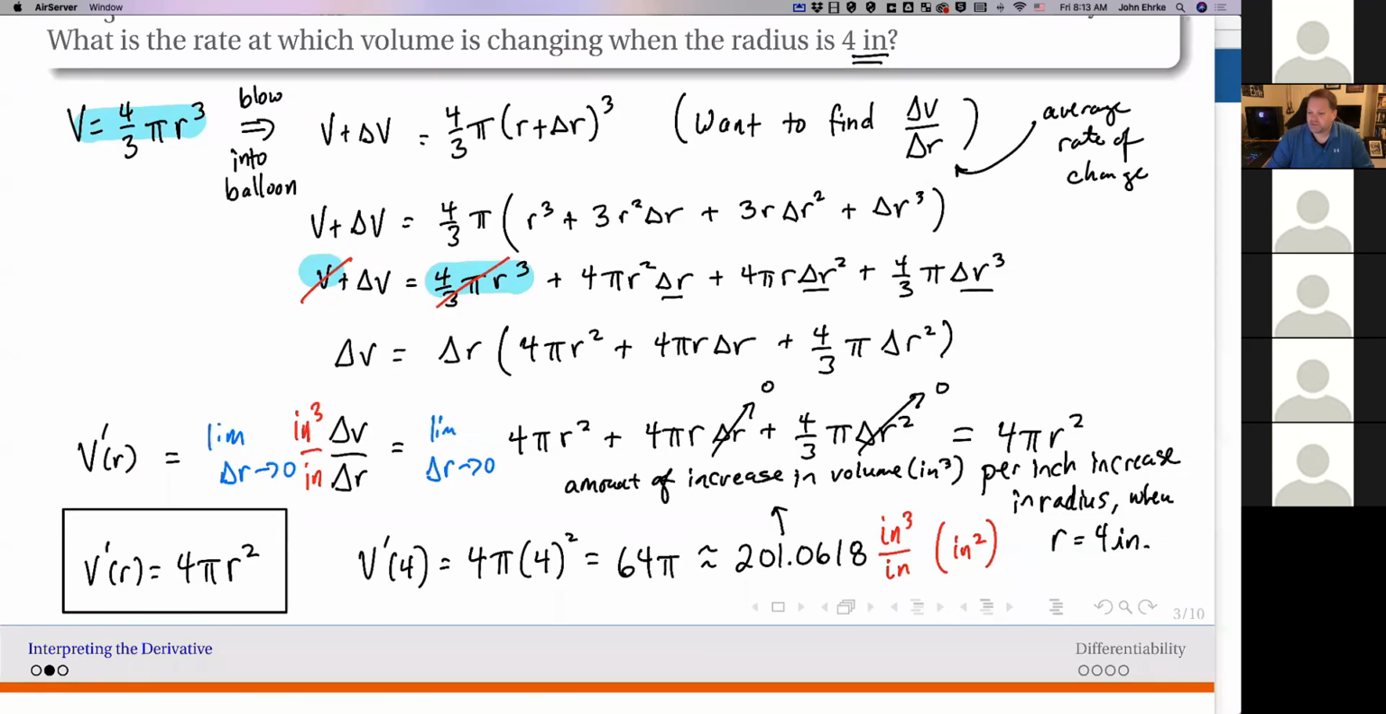Does that make sense? That's the most important part of this example, is the units, talking about what they mean. Does it make sense that this is saying that if you were to add another inch to the radius, going from 4 inches to now 5 inches, you would expect to increase the volume by about 201 inches cubed? Are there any questions about that?